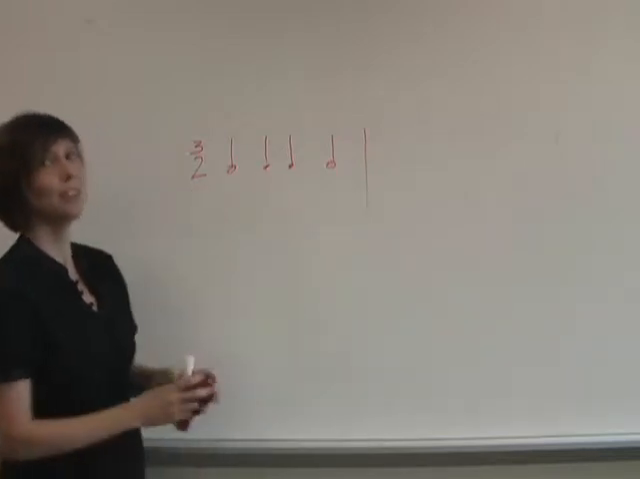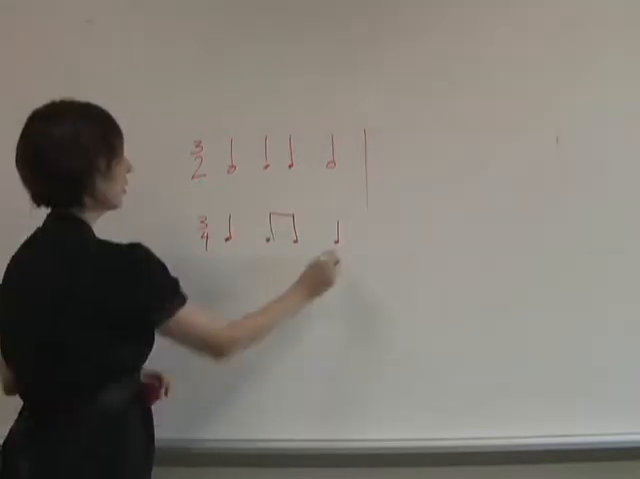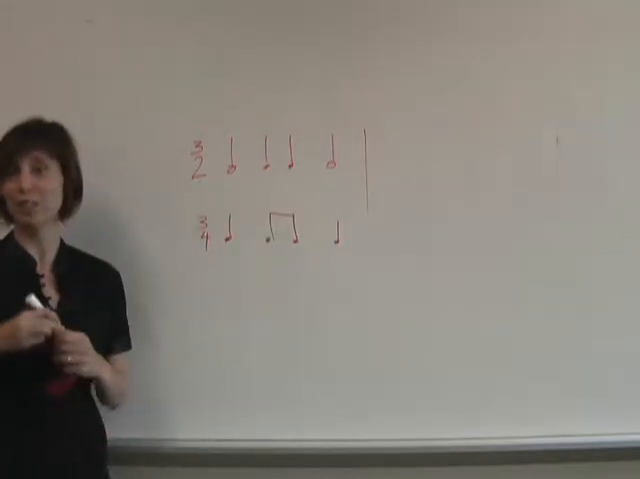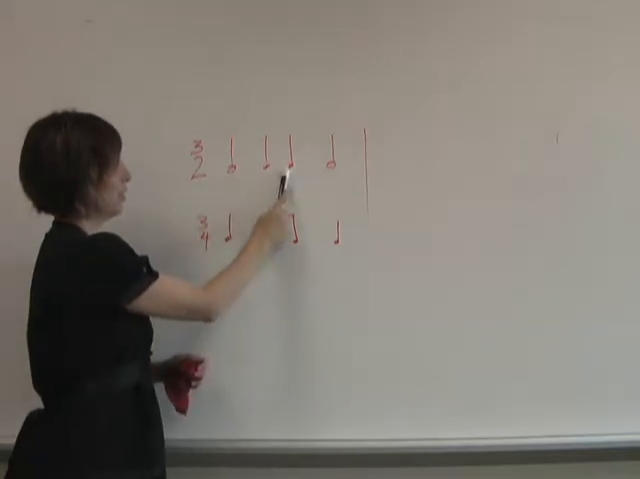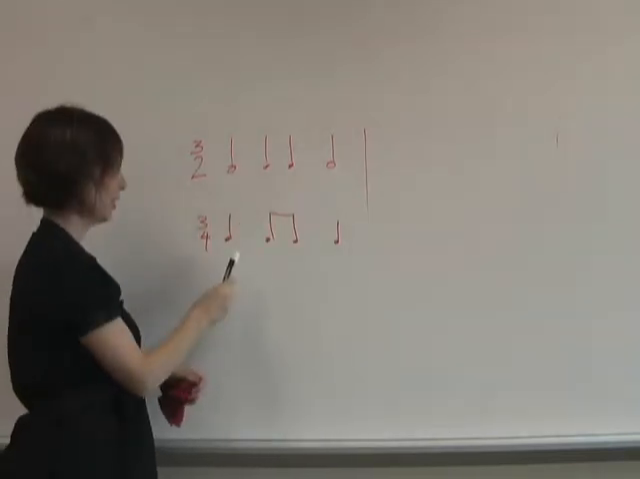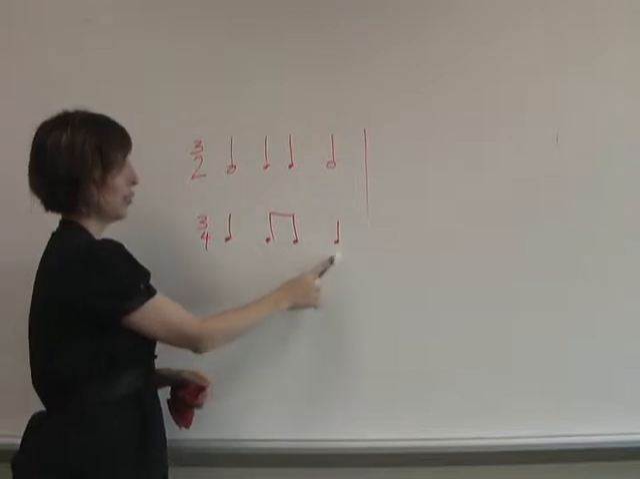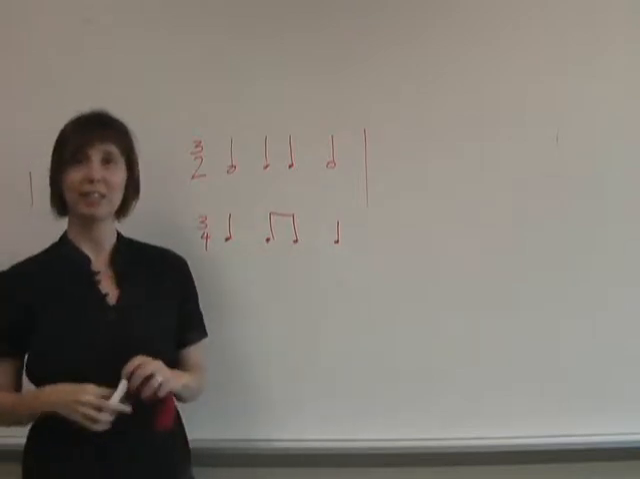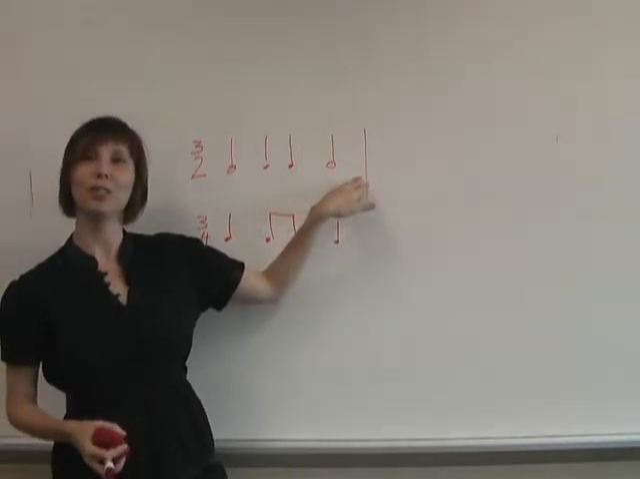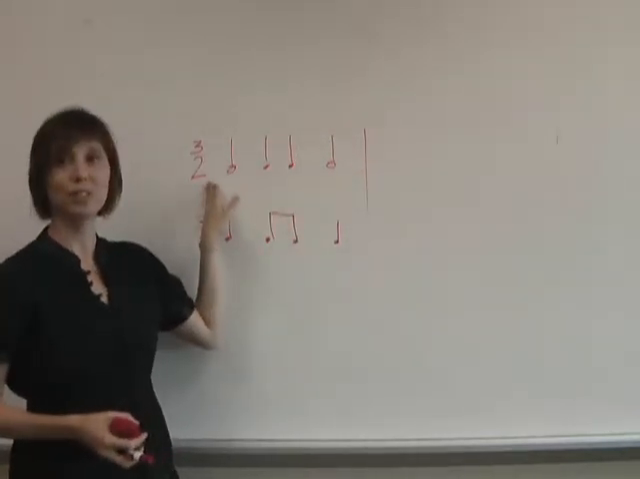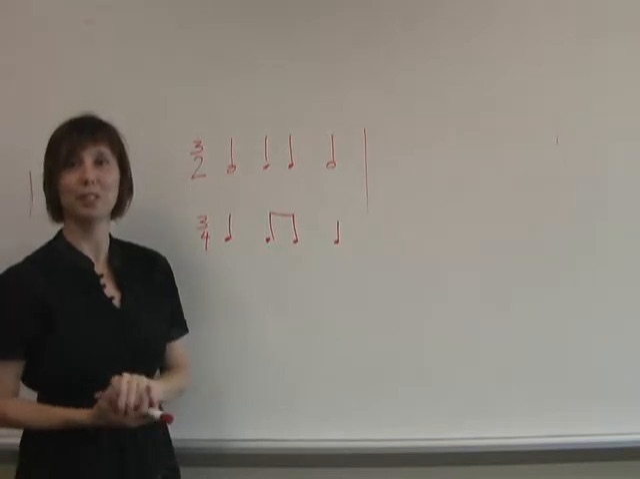So this same rhythm in 3/4 would look like that. They'd sound the same. This, 1, 2, 3, and this one, 1, 2, 3. They sound exactly the same. So why do you suppose we have note values that are like half notes in the bottom of our time signatures?